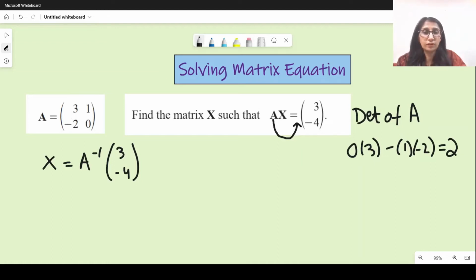So the inverse is going to be 1 upon determinant. Then you swap the places of these two. So 0, 3. You change the sign of this.